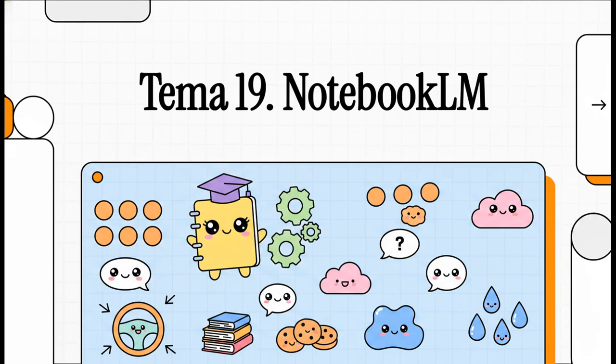Welcome to this academic explainer on the multifaceted system of English quantity, a really fascinating linguistic deep dive we're calling TEMA 19. Notebook LM. In the English language, quantifying the world around us isn't just about memorizing some vocabulary words, it's actually about mastering a deeply intricate, highly structured grammatical domain.